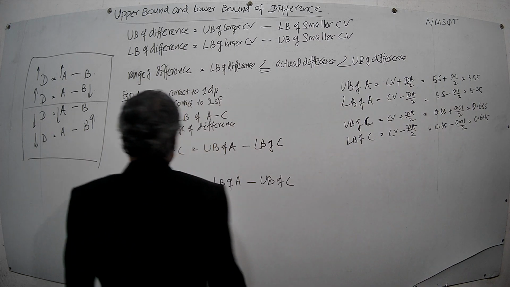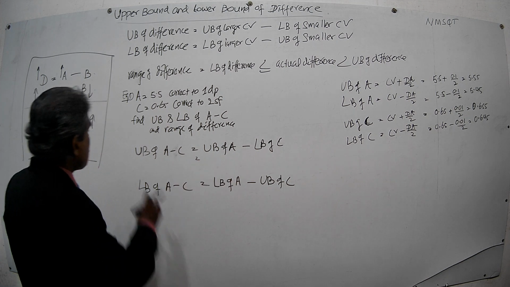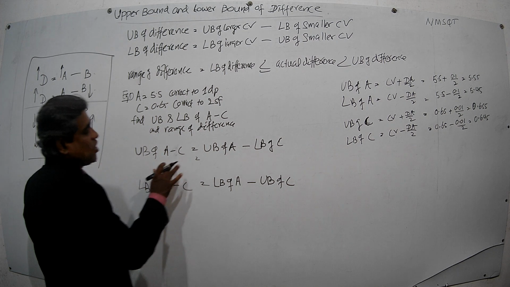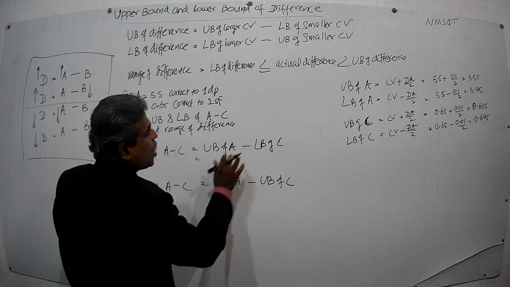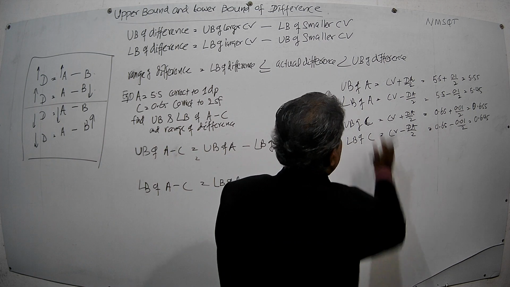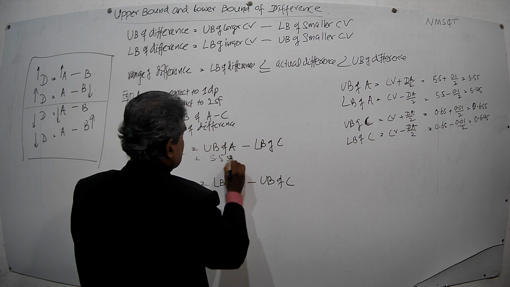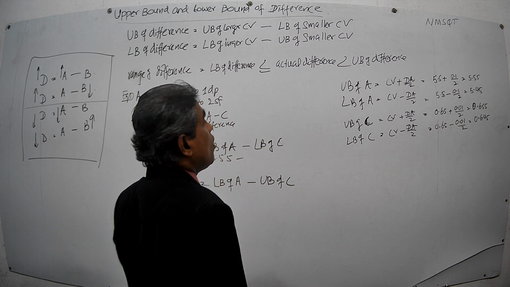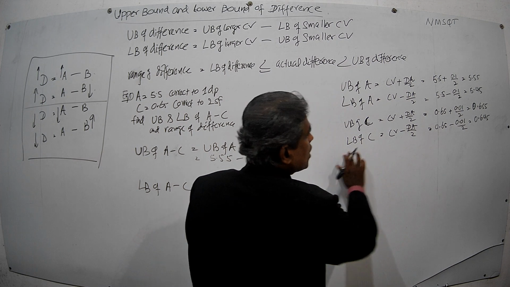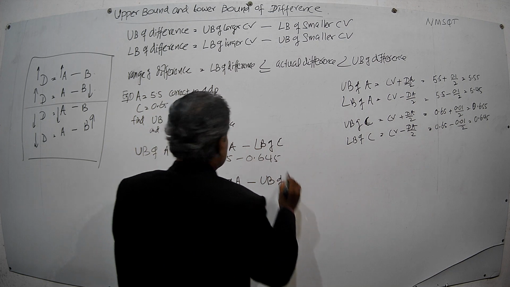All we have to do is substitute into this to find the upper bound of the difference. To calculate the upper bound of the difference A minus C, you have to get the upper bound of A and the lower bound of C and substitute. What is the upper bound of A? Upper bound of A here is 5.55. Then minus the lower bound of C. Lower bound of C is 0.645. We'll subtract now.